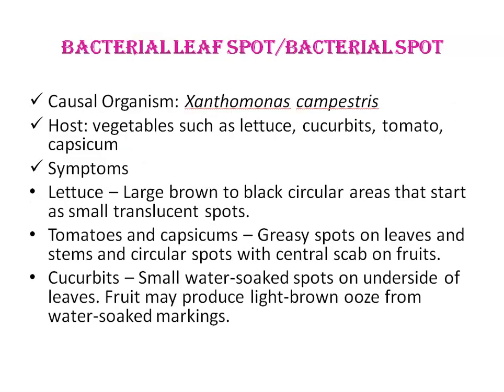And the last bacterial disease is bacterial leaf spot or bacterial spot. Causal organism of bacterial leaf spot is Xanthomonas campestris, and the hosts include vegetables such as lettuce, cucurbits, tomato, and capsicum. And symptoms vary according to the host. So, on lettuce, symptoms include large brown to black circular areas that start as small translucent spots, usually on outer leaves. On the tomatoes and capsicum, greasy spots on leaves and stems that go from tan to black.